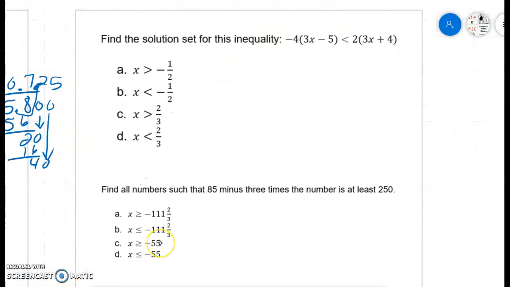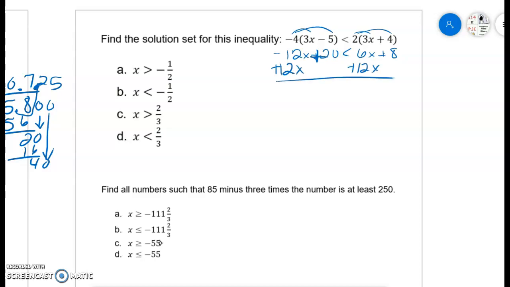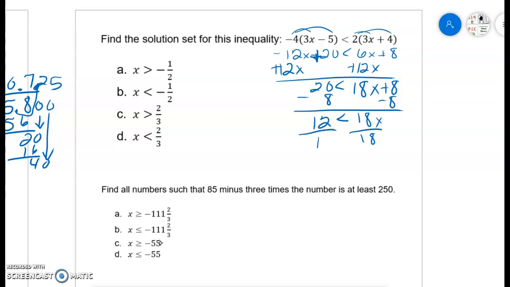Number 2, distribute. So negative 12x plus 20 is less than 6x plus 8. So we're going to move my 12x over. You could move the 6. Remember, it doesn't actually matter. 20 is less than 18x plus 8. I'm going to minus 8. 12 is less than 18x divided by 18.